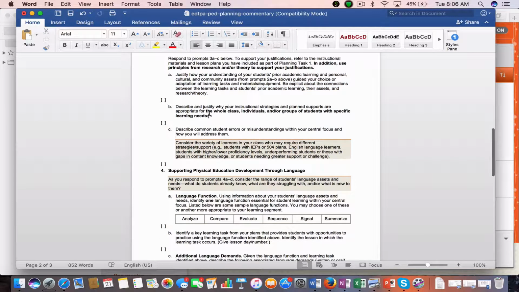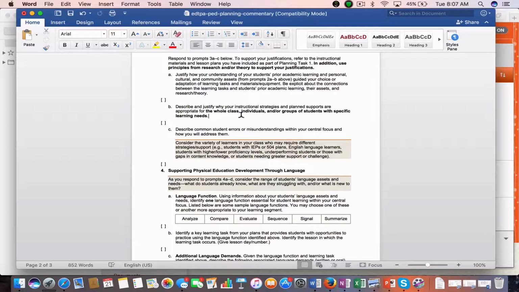This is the question that you have addressed at least 3 times in your lesson plans. So at the bottom of each lesson plan, you were asked about supports, right, and how they're appropriate for your whole class, individuals, and group of students. So that's where you're going to copy and paste and then maybe write a little bit more if you need to make revisions about how your instruction will support whole class, groups, and individuals.